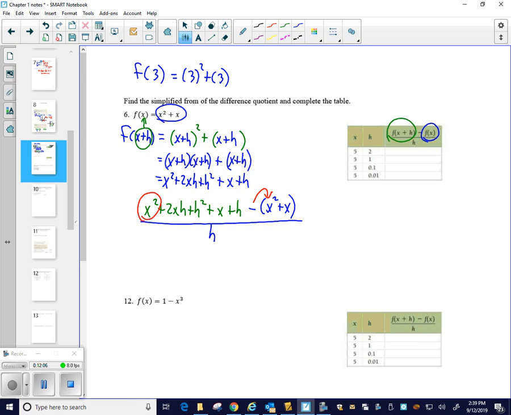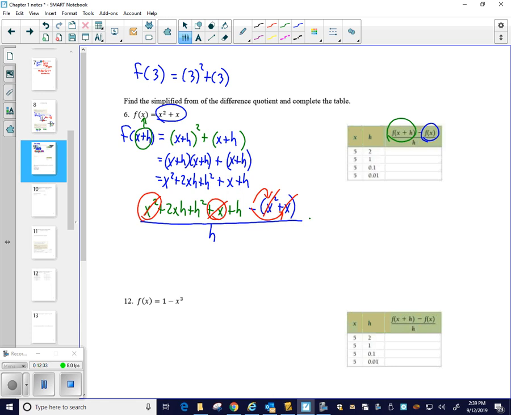The 2xh has an h in it. The h squared has an h in it. But this x sitting right here does not. But here's the good thing. I've got a minus x. So x minus x is also going to cancel out. It's going to go away. So that's gone with this one. That's gone with this one. All we have left are things that have strictly h's in them.